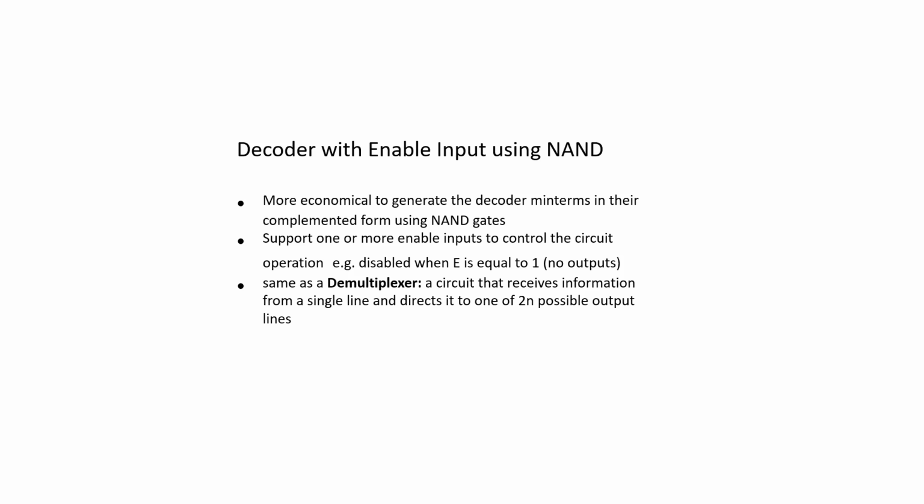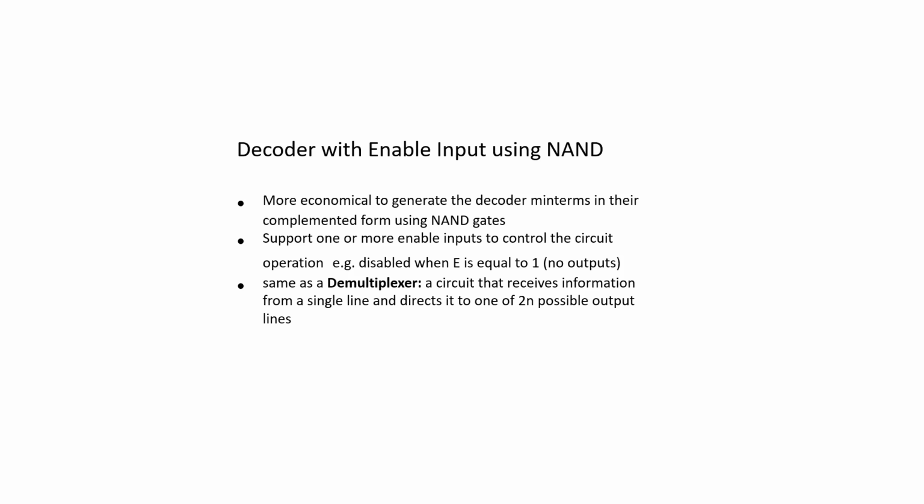But why use NAND? Because using a NAND gate here is very suitable, and sometimes in the fabrication process, the use of NAND is more appropriate than using AND and OR. And also it's more economical. So as you can see here, the enable input is using NAND.